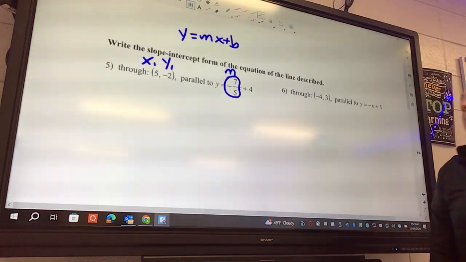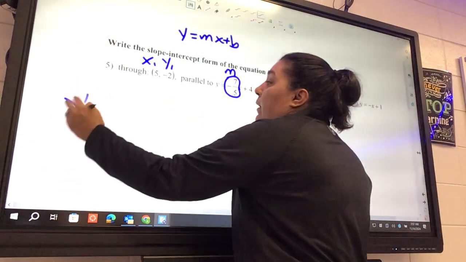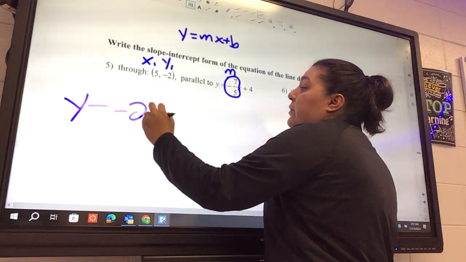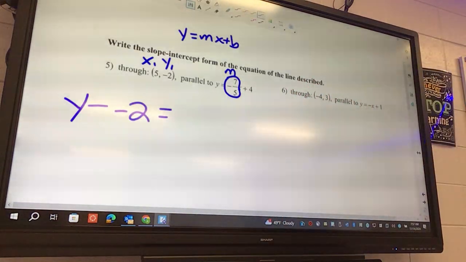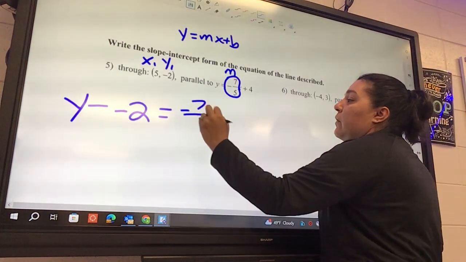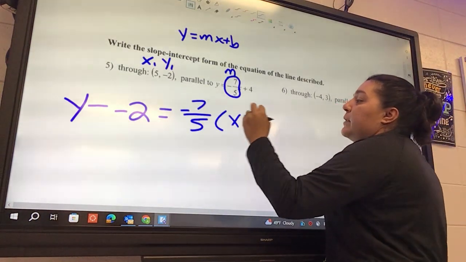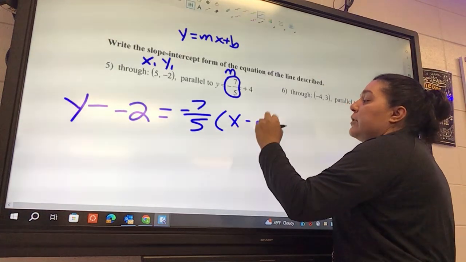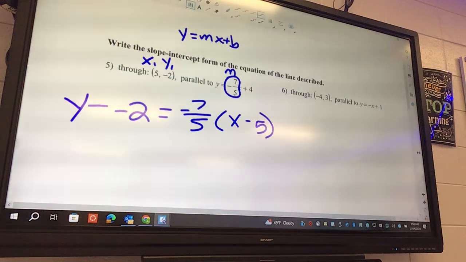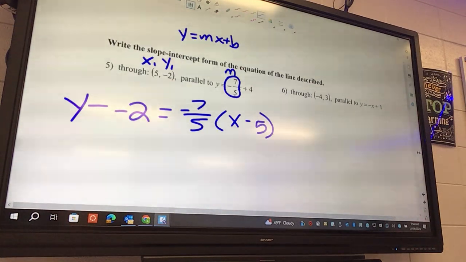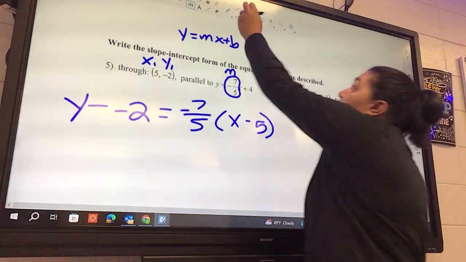Okay, so we're going to say y minus my y1, which is -2, equals my m. What is my m going to be? -7 over 5. Okay, so -7 over 5, x minus my x1, which is 5. Okay, from there we would check. Do we have any minuses? Yeah, so we got to change that first.